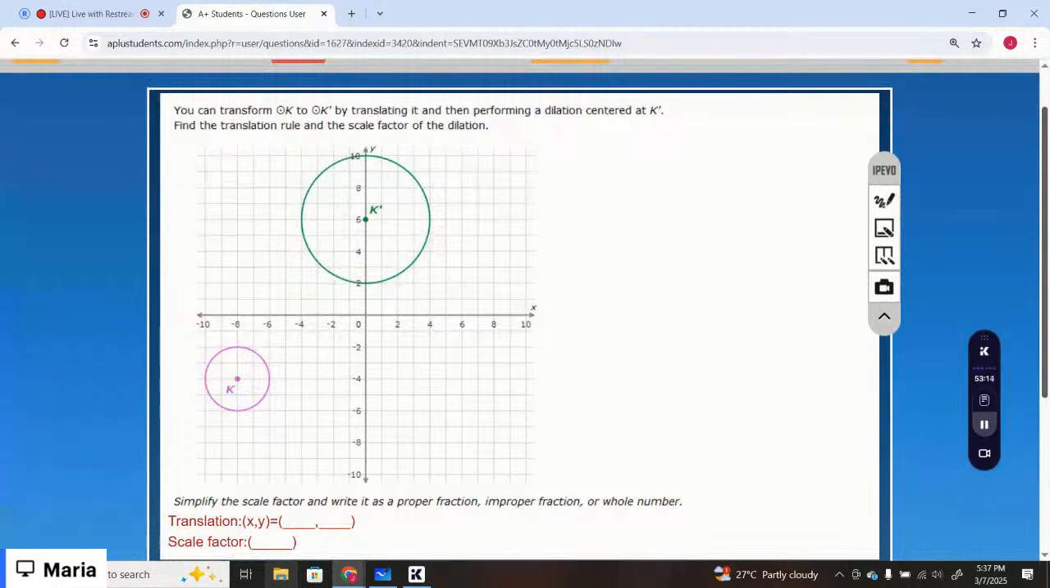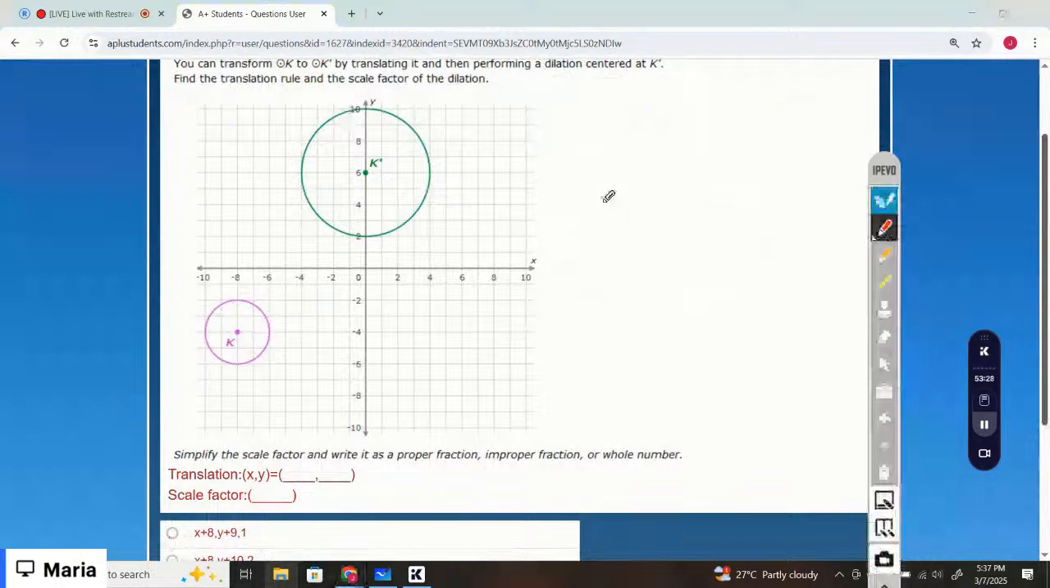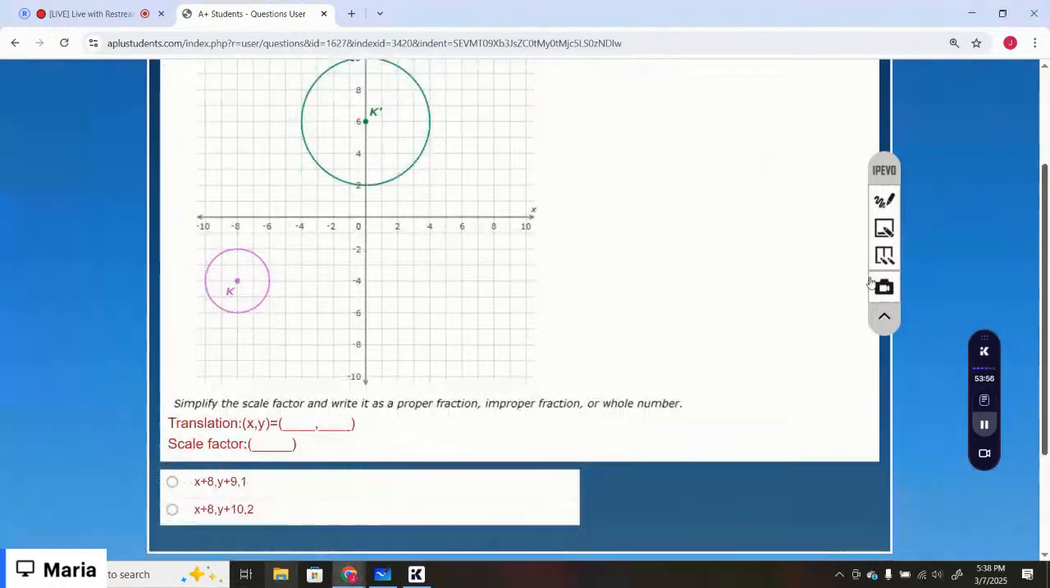You can transform K to K dash by translating it and then performing a dilation centered at K dash. Find the translation rule and the scale factor of the dilation. The center of K is -8 and -4, and K dash has the center at 0 and 6. So option number 2 is the correct option. That is x plus 8 and y plus 10.